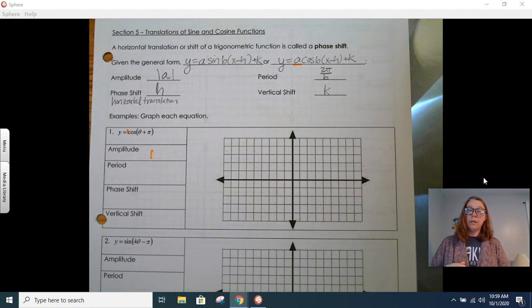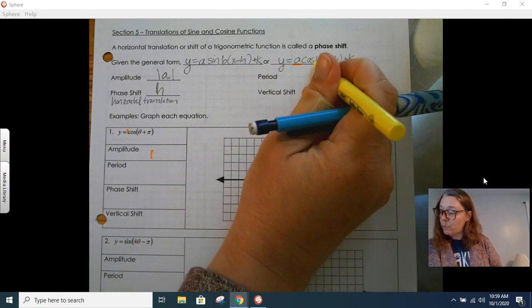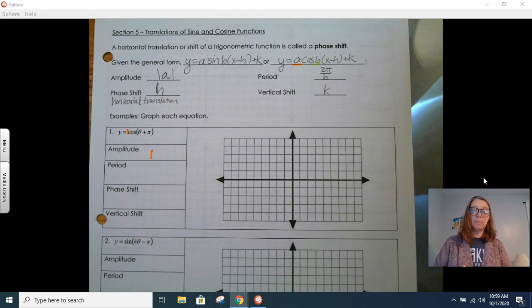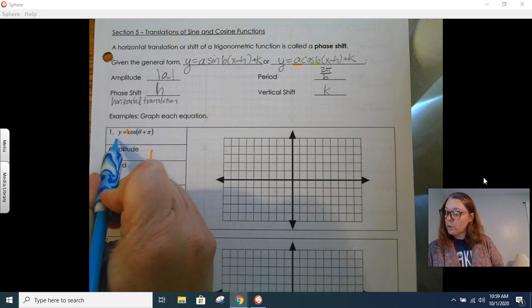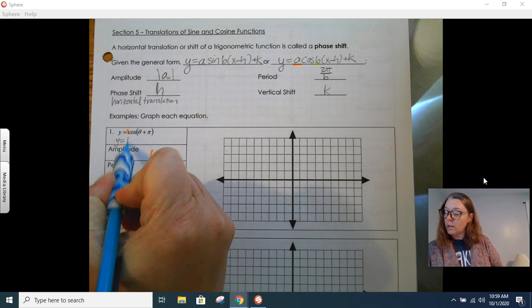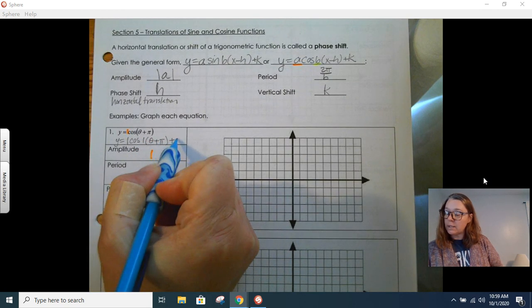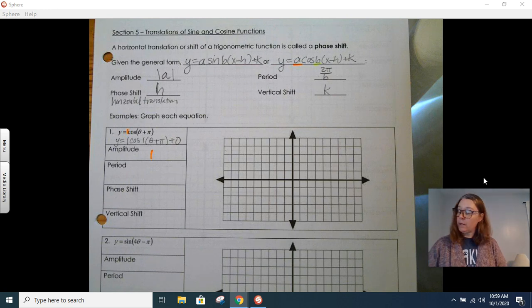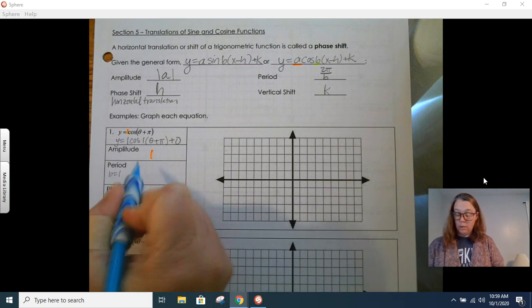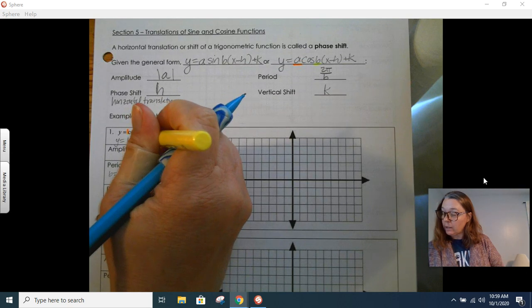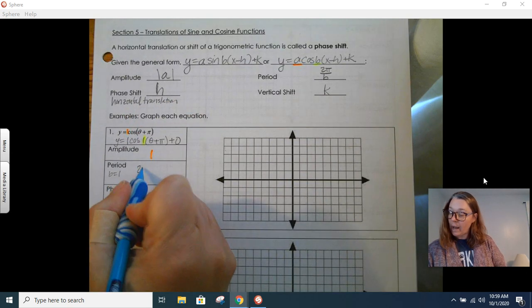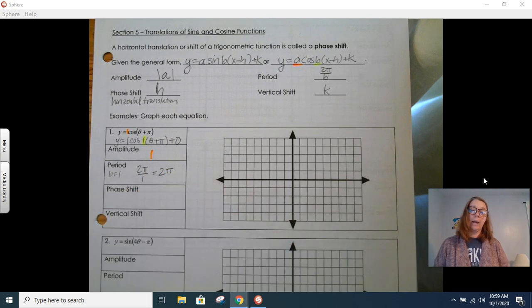My period comes from doing 2 pi divided by b, and b is the number that is being multiplied by our variable. If I wanted to, I could rewrite this in that form: it would be 1 times the cosine of 1 times theta plus pi, and then plus 0. So my b value is 1, as though there's a 1 right here. So this is 2 pi divided by 1, or 2 pi.